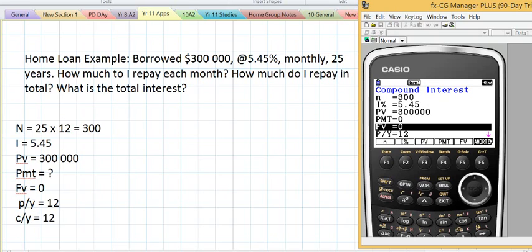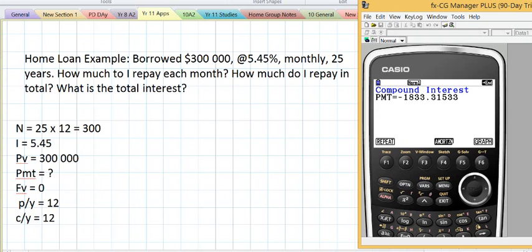Alright, so how much do I repay each month? Approximately. And we find that by clicking F4. And you should have got that. Minus 1833. And the reason there's a negative sign in front of it is because the calculator is telling us that we're losing $1,833 each month.